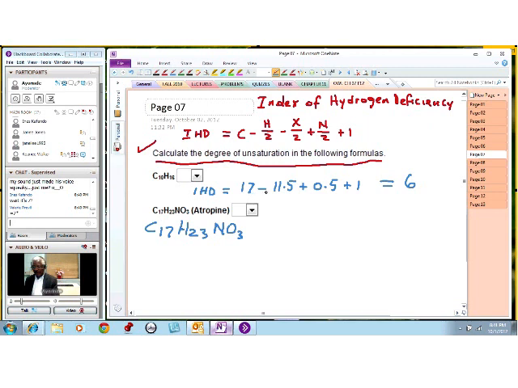Wait a minute. Okay, 12 minus 12. That should be 6. Where do you get 7? That should be 6. This is 11.5 plus 0.5. That is 12. 12 minus 17 minus 12. That is 5 plus 6. Should be 6. Okay.